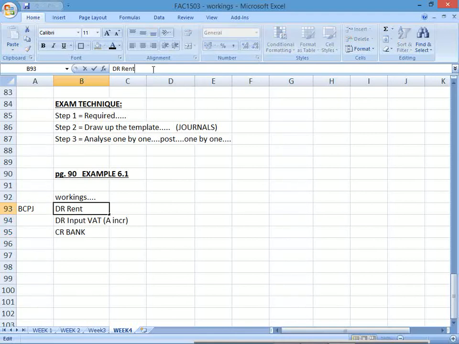Input VAT, asset, increase. Rent, expense, increase. Bank, asset, decrease. Right, that's the working. That you can think about, and then you can record that in the journal.